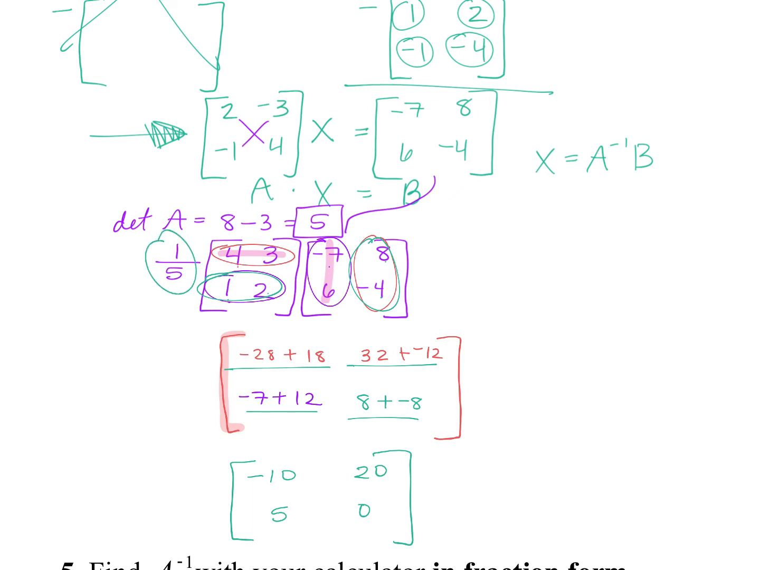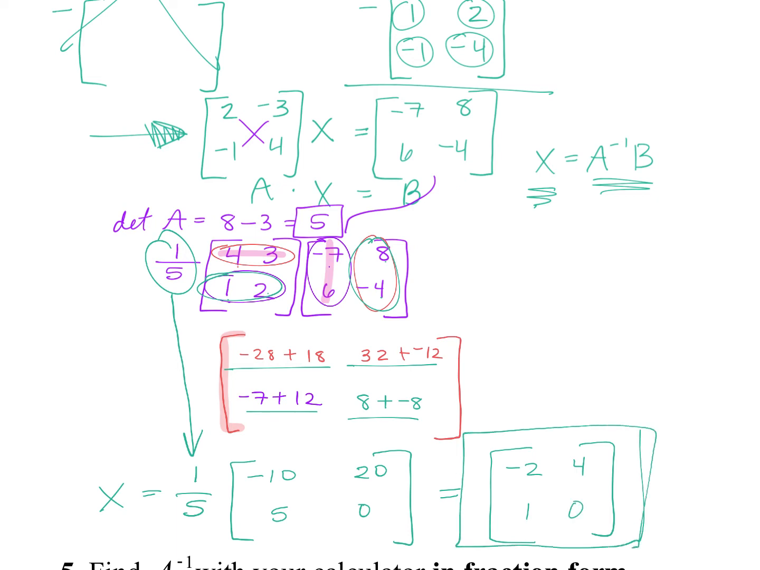And now look how nice it is to multiply that by 1/5. So this is your X matrix. This is what we're trying to isolate, right? That's this. We just did the inverse times B. So this becomes 1/5 times -10 is a -2. 1/5 times 20, so 20 divided by 5 is 4. 1/5 times 5 is 1, and 1/5 times 0 is 0. And that is your answer. Good stuff, huh?